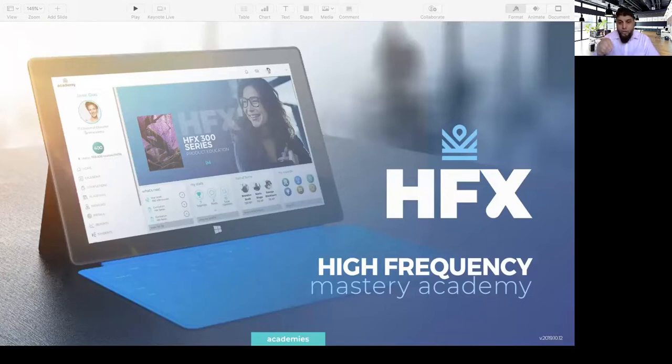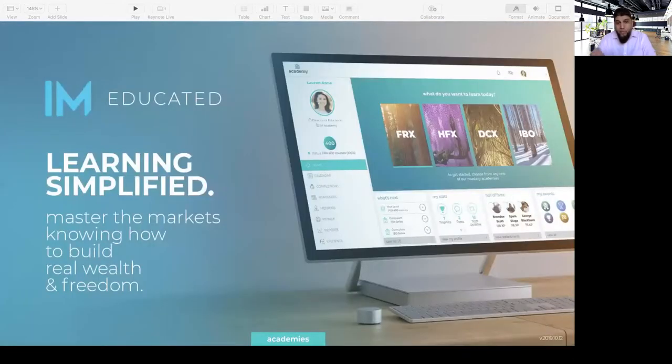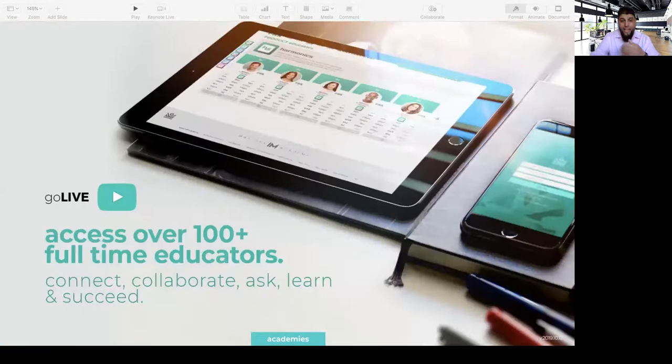Now, we don't just show you how to trade cryptocurrencies. We also have an academy which teaches you not just how to trade foreign exchange, but also how to do digital currency, like I mentioned earlier. But we also teach you how to trade indices like the US 30, German 30, which forms part of the stock market, and also commodities like oil, gold, and gas.